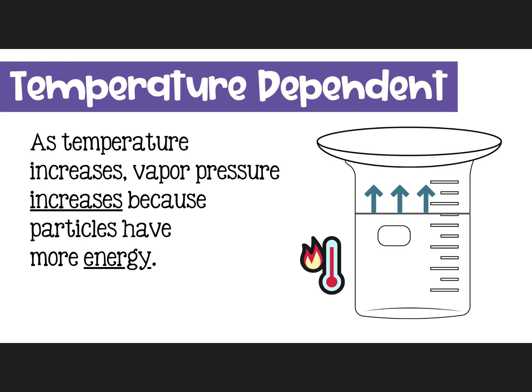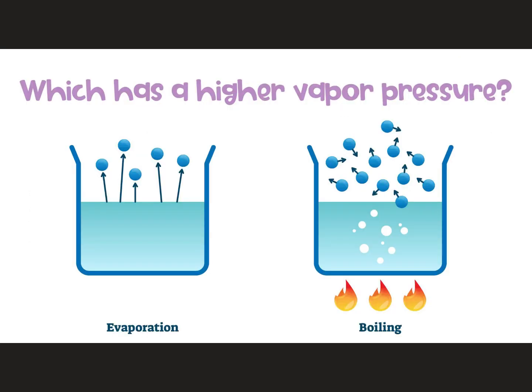This means that as temperature increases, vapor pressure will also increase because the particles have more energy. Let's have a look. Which of these will have a higher vapor pressure: when you evaporate water or when you boil water? Well, boiling water will have a higher vapor pressure. This is because more water particles have the energy to become a gas.